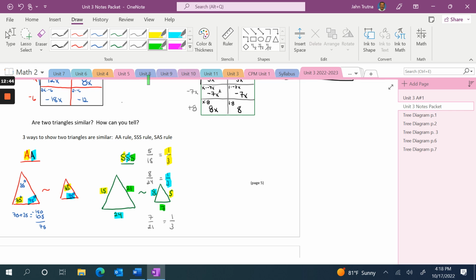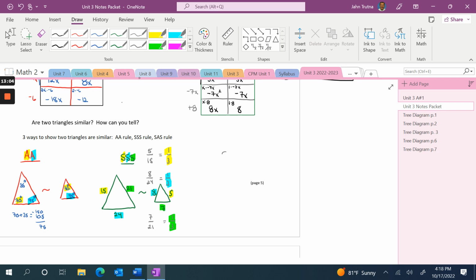Okay, so the 5 over 15, which was 1/3, and the 8 over 24, which is 1/3, gave me a pair of sides that have the same ratio as the other pair of sides, but I have to have 3. So notice the 7 has to correspond with the 21, so that would give me a ratio of 7 over 21, which reduces down to 1/3. So side, side, side: you have to have information about 3 of the sides, and all the ratios have to reduce down to the same amount. They have to be equal to one another. And if they are, the triangles would be similar by the side, side, side rule.